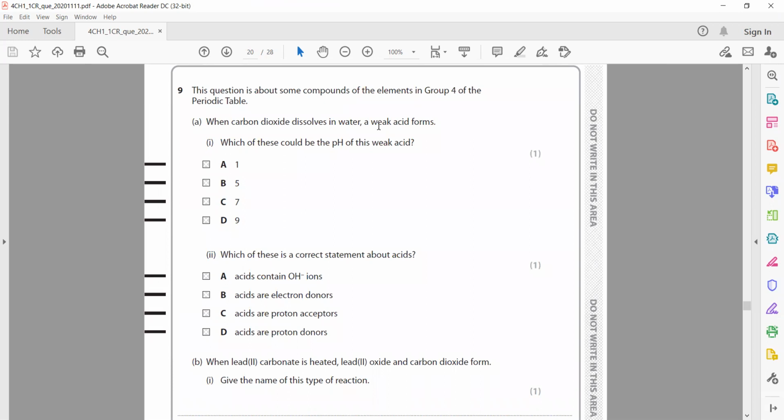When carbon dioxide dissolves in water, a weak acid forms. What is the pH of the weak acid? Of these, two are acidic solutions, and the weak one is 5. B is the answer. Which of these is a correct statement about acids? Acids are proton donors.